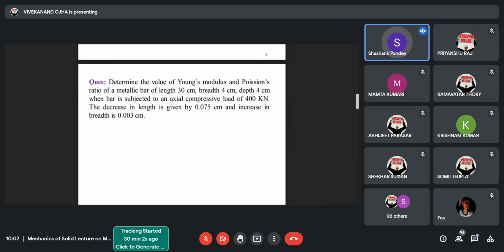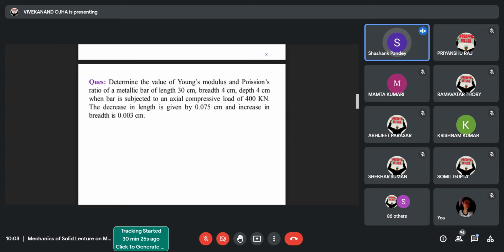When the bar is subjected to an axial compression of 400 kilonewton, the decrease in length is 0.075 centimeter and the increase in breadth is 0.003 centimeter. So we have been asked the value of Young's modulus and Poisson's ratio.